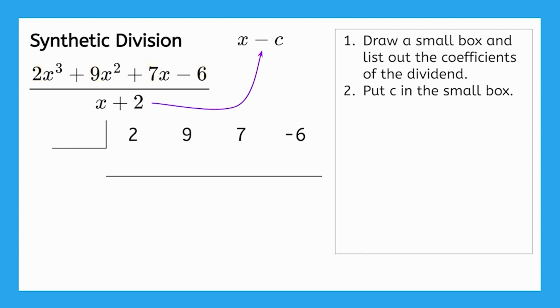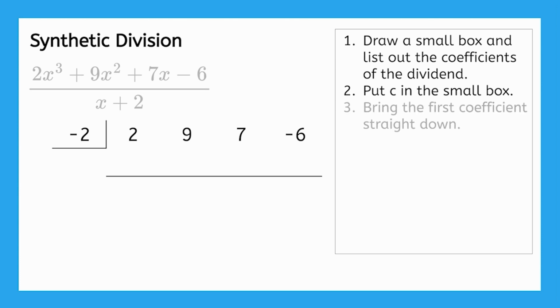Step 2 is to determine what goes in the small box. This will be the value that, if plugged in for x, would make your divisor or denominator equal to 0. In other words, set x plus 2 equal to 0. What's x? Right, x is -2. Another way of saying this is simply to take the opposite of the constant value that you see in your denominator or divisor. In this case, the constant is +2, so we put its opposite in the box, or -2.